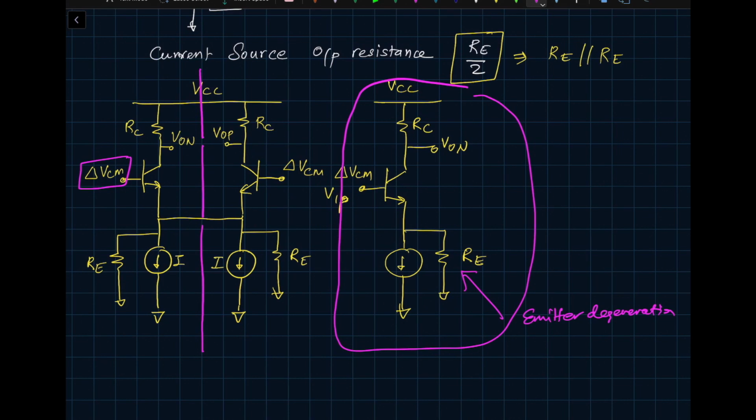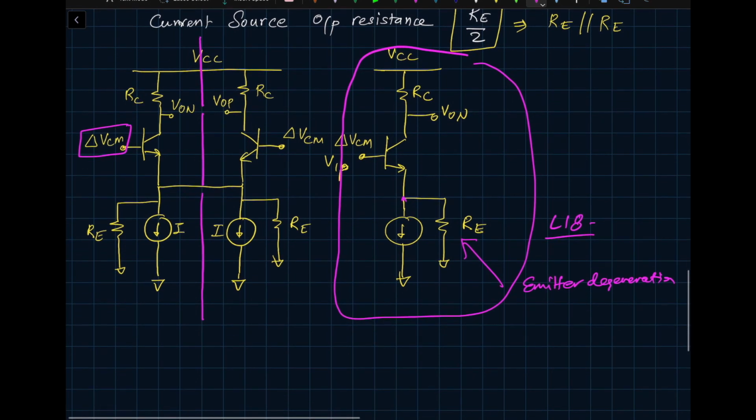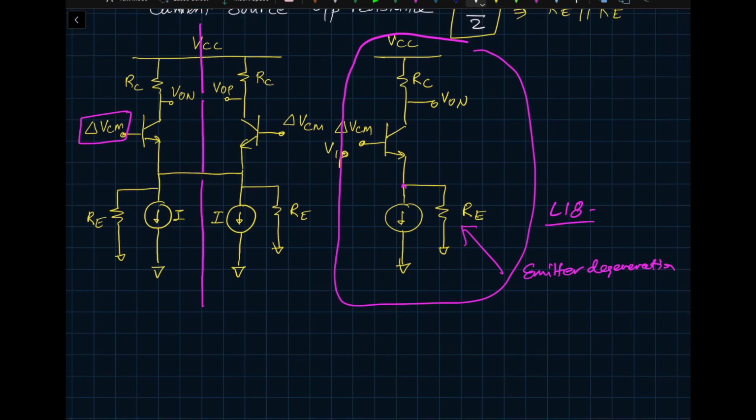You can look at lecture 18 for this. If you feel that you've forgotten, you can look at lecture 18 for the analysis. But I'll just take the result and show you the result here. In this particular case, since I have this emitter degeneration resistance, VON divided by VIP, which is kind of the output common mode voltage divided by the input common mode voltage, right? Because I'm applying a certain common mode input voltage, and then you get an output common mode voltage. So this is called common mode gain.